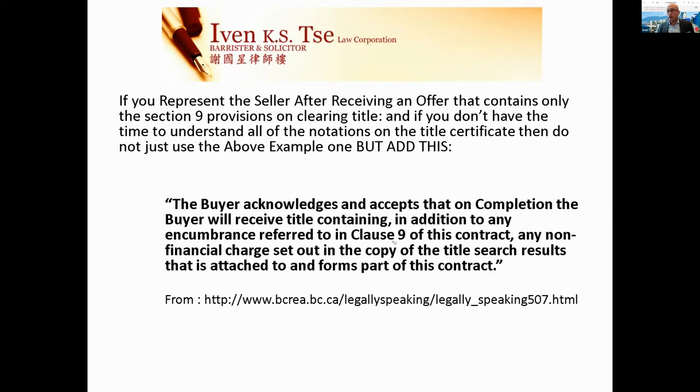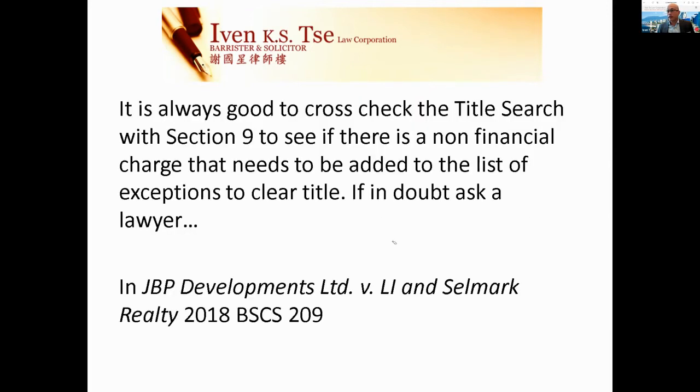Now, the reason why I want to talk about this is because of a particular case. It's called JPB Developments Limited versus Lien. It's listed as Cellmark Realty, but it's actually Cellmac. I know most of you know that it's Cellmac, not Cellmark, but I think there was a typo in the name on which they filed the case.